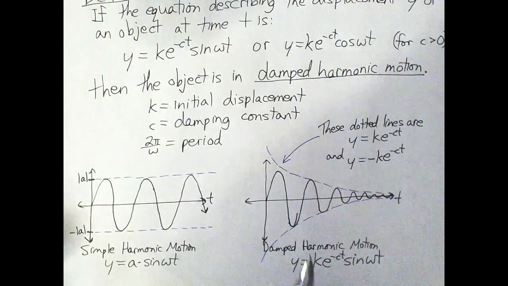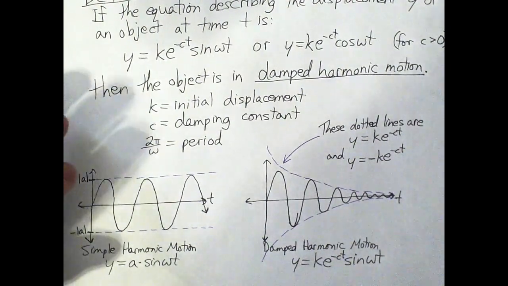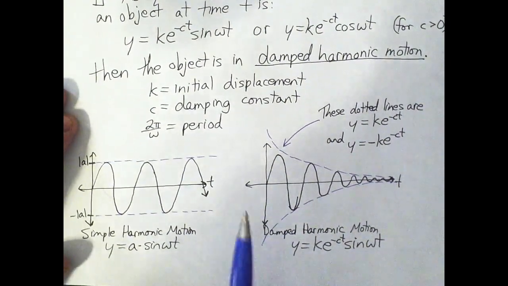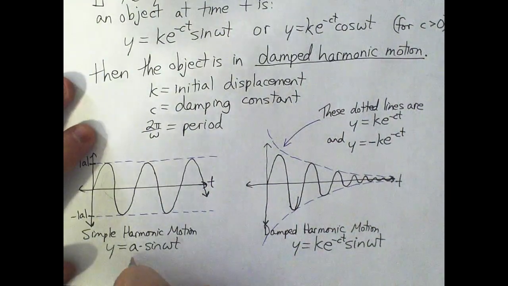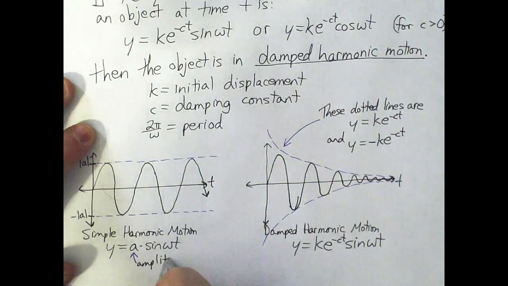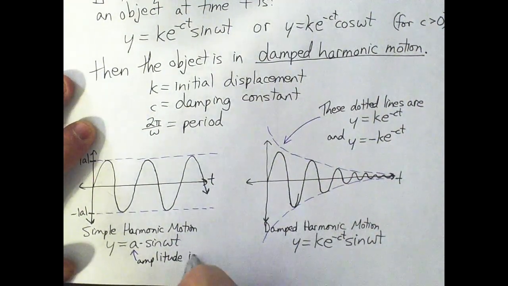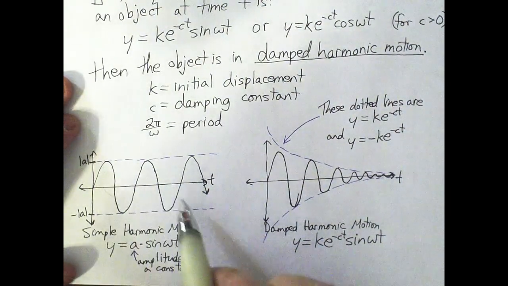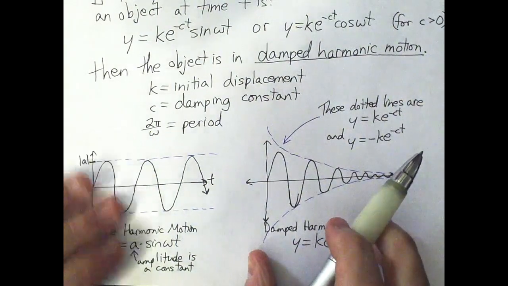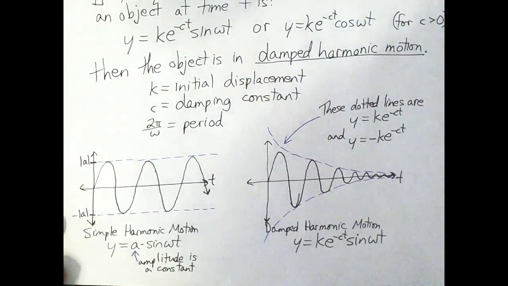So what's the amplitude of damped harmonic motion? Like simple harmonic motion, we have this thing called A, and we could say that the amplitude is a constant. And that's why it goes up and down, and it's always going to the same height. It's always coming down to the same lowest value.